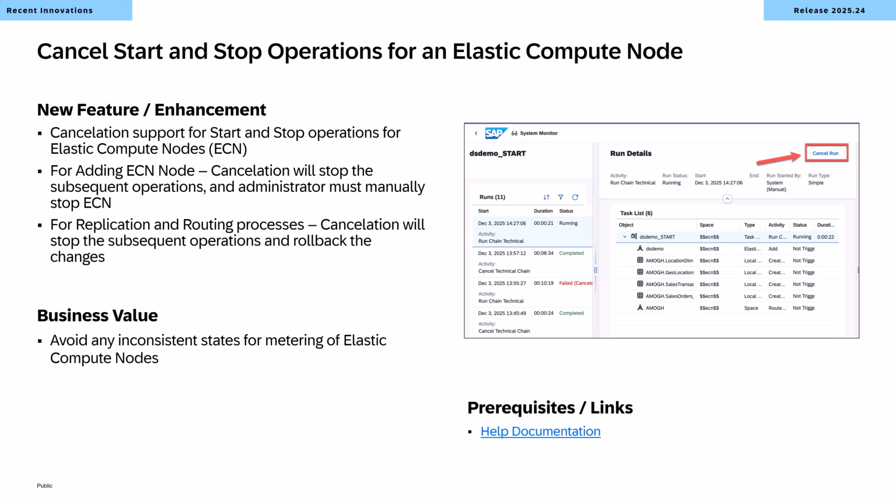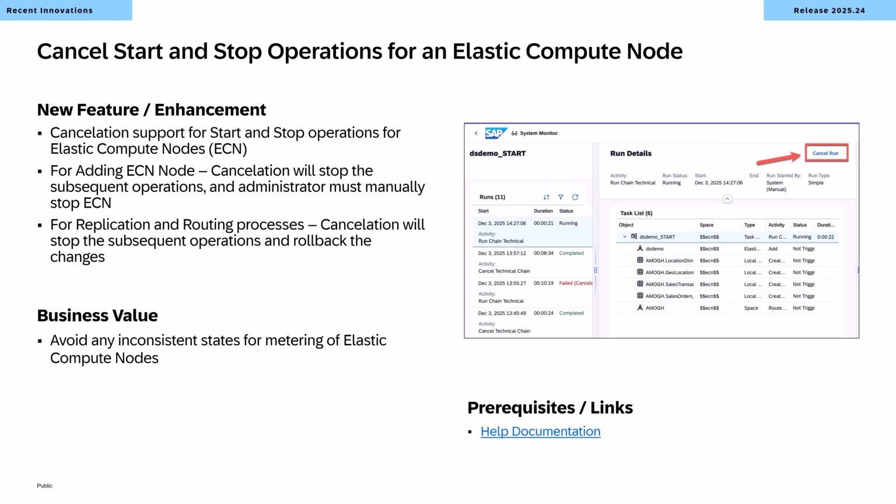There was a request from customers, and because of that, this feature has now been introduced, that whenever there's a start or a stop process that is activated for an Elastic Compute Node, it's also possible to cancel that process. Now, there are a few things that one needs to consider. The provisioning and the deprovisioning process is something where HANA Cloud is involved, and the replication and the routing process is where Datasphere is involved.